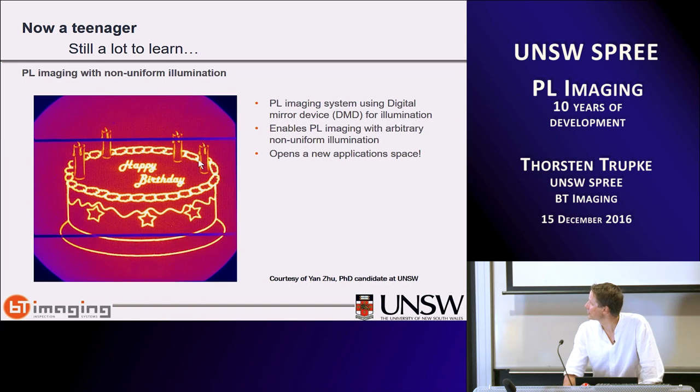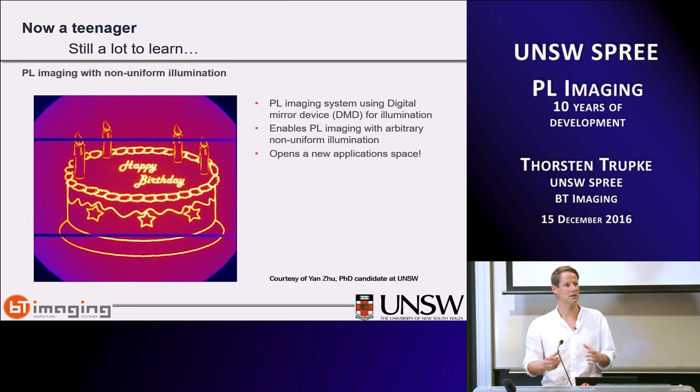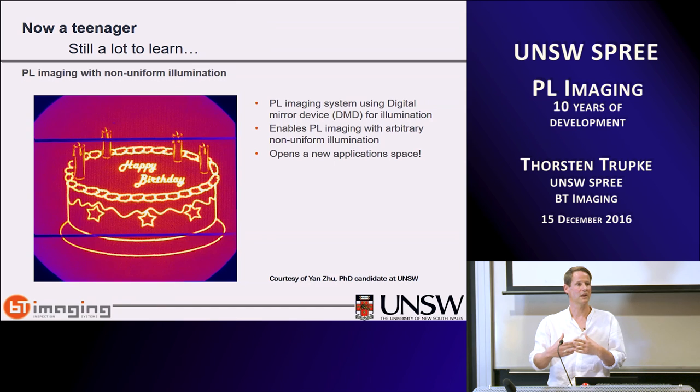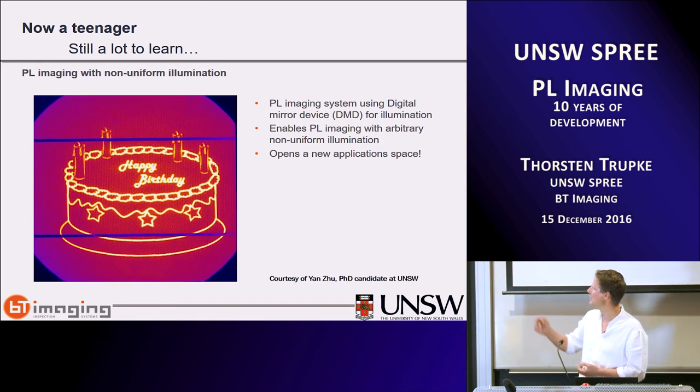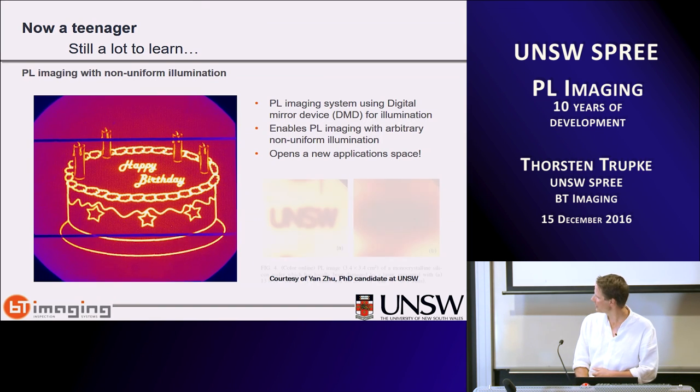Yeah, that takes me to the first slide. So this is a PL image measured with a new PL imaging system that we've set up here in the lab. The system uses a so-called digital mirror device for illumination, and it allows us to take a PL image with local illumination. So we can now create any illumination pattern that we like. In this case, Jan, who is the PhD student working on this, has created this birthday cake, and he illuminated a monocrystalline solar cell just in the areas which appear bright here. And while this is nice, it is also quite unexpected.